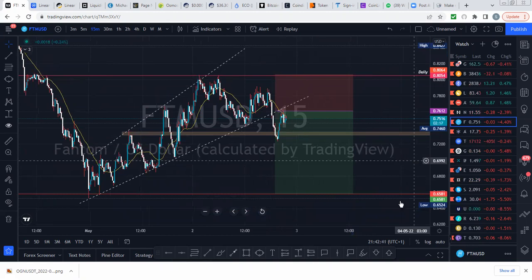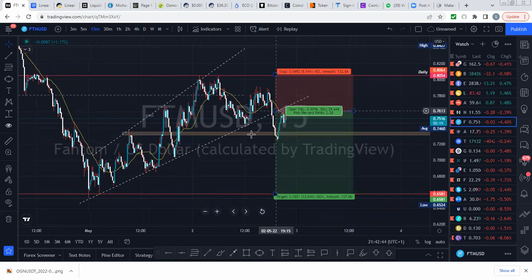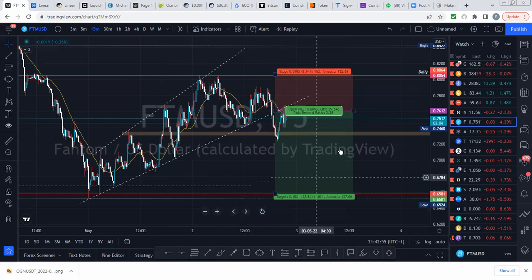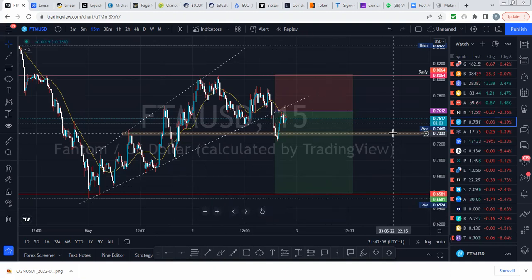I'm seeing this breakout here. I see these breakouts, so I have to short FTM. It's just a quick scalp anyway. Let me just scalp and make some money.